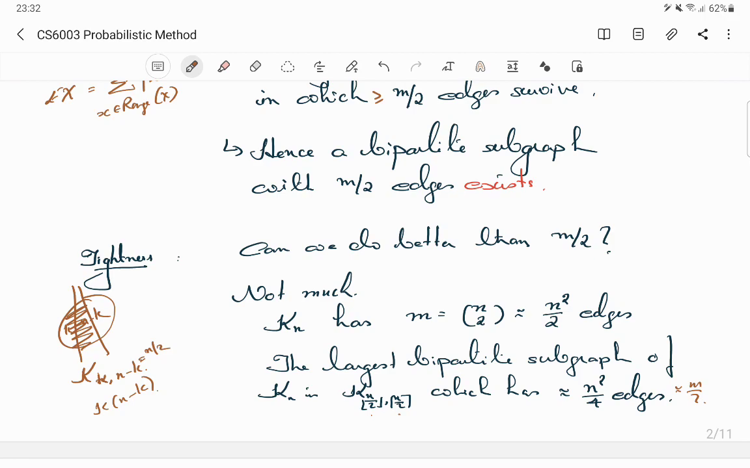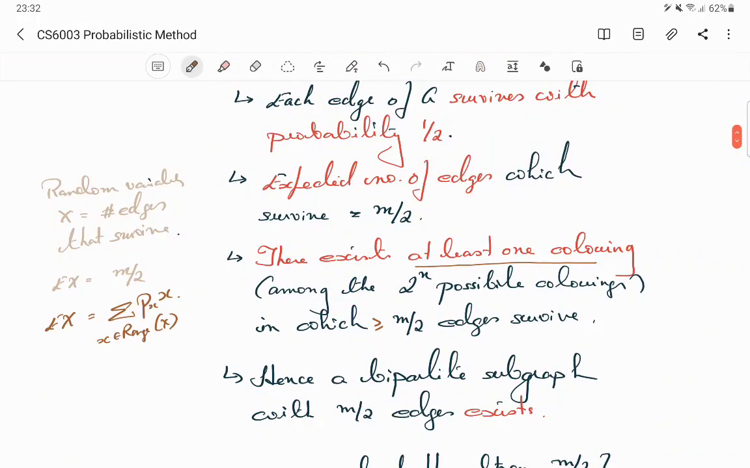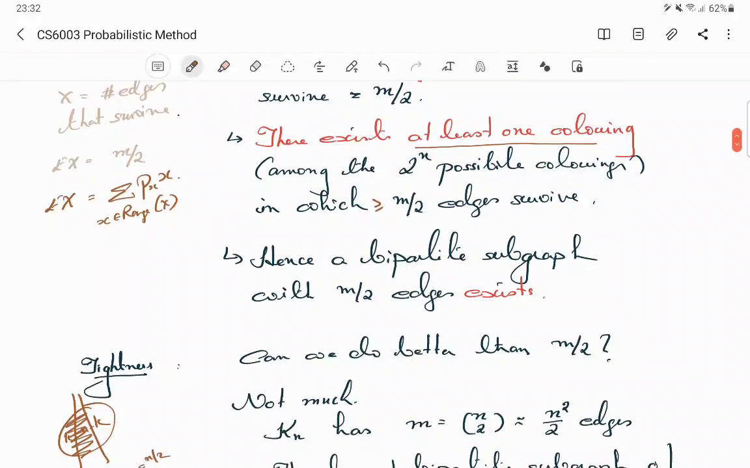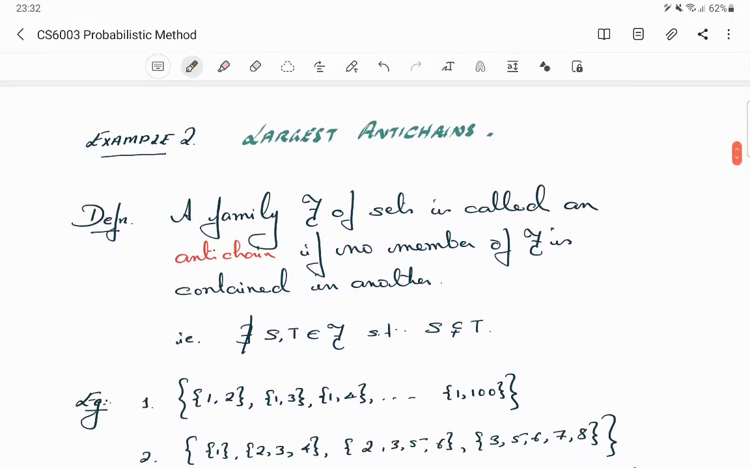I hope you have understood this problem. Otherwise, always pause and go back and see that every step was convincing, especially these steps where we started introducing the probabilistic method for the first time. Assuming that it's clear, let me move on to a second example, slightly more complicated than that, but still a very manageable example. For this I need to define what is an antichain.